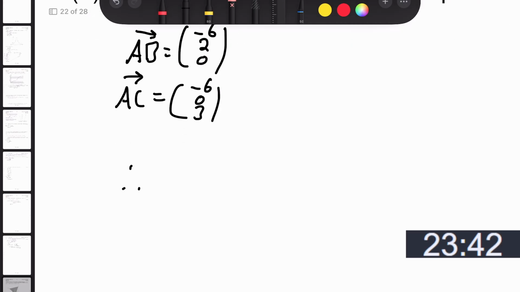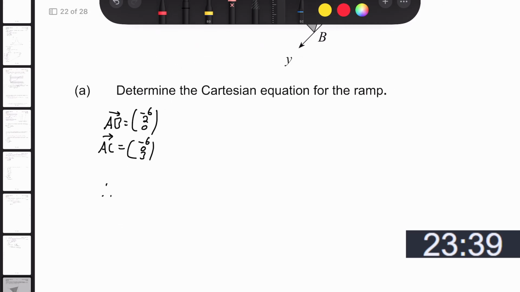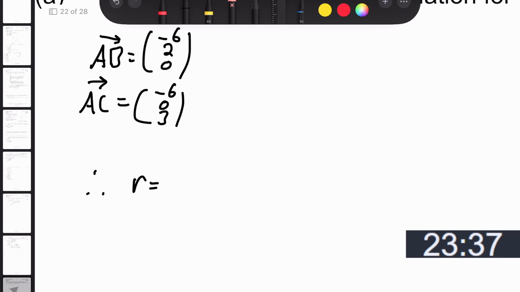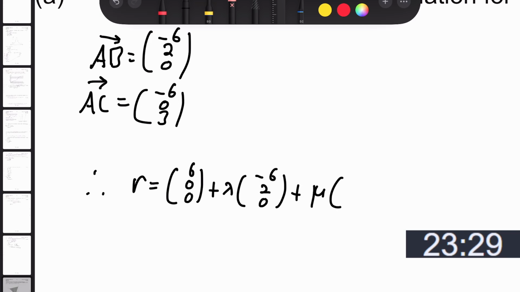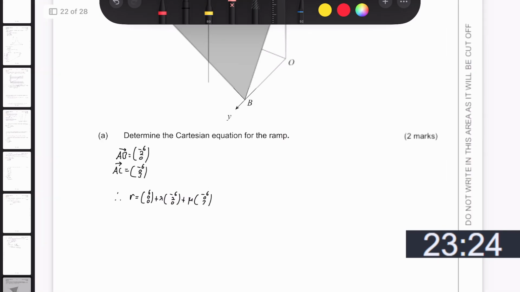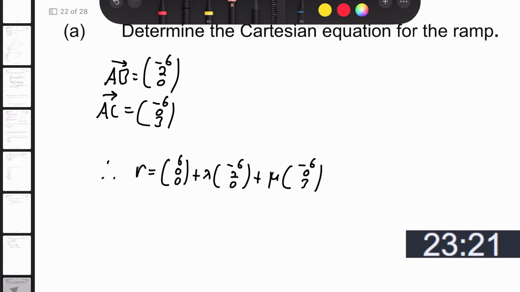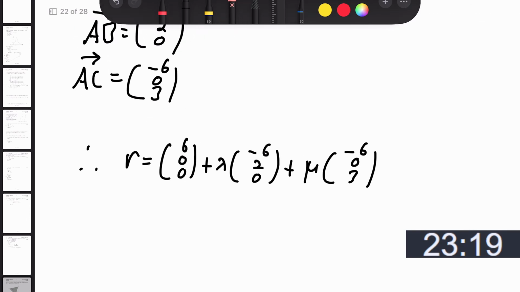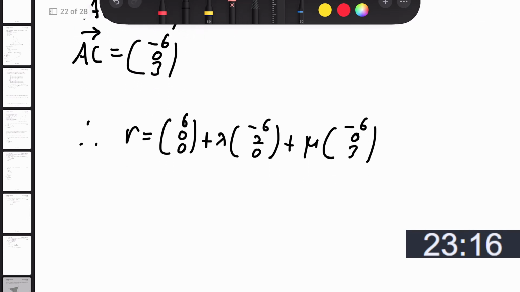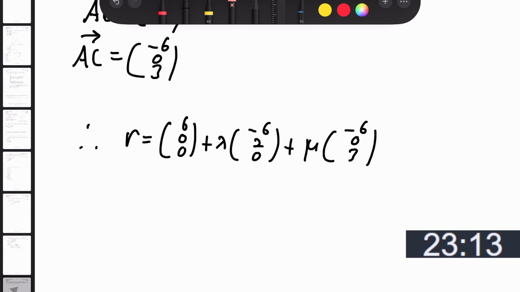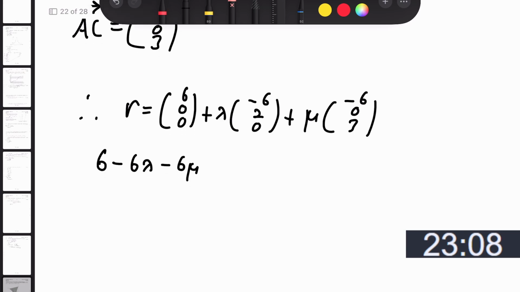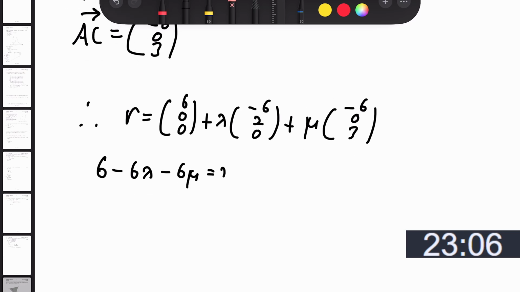Therefore, we have that ramp is equal to, we'll just take the point of A, we'll say lambda of negative 6, 2, 0 plus mu of negative 6, 0, 3. And this is Cartesian equation for the ramp. So then 6 minus 6 lambda minus 6 mu equal to x.